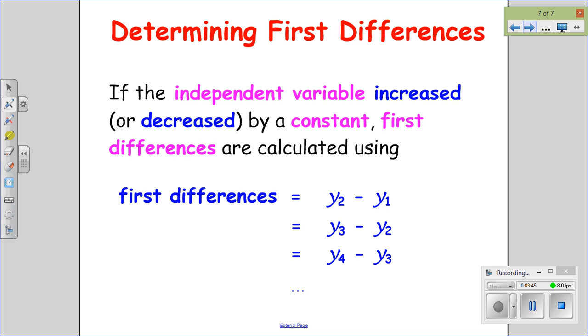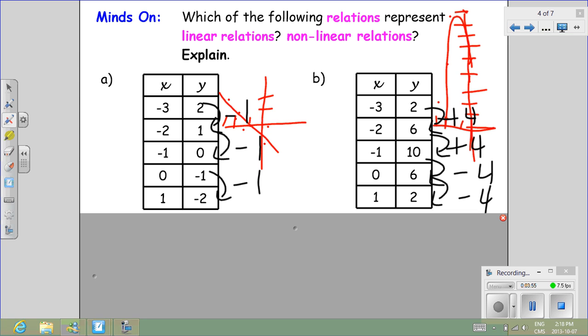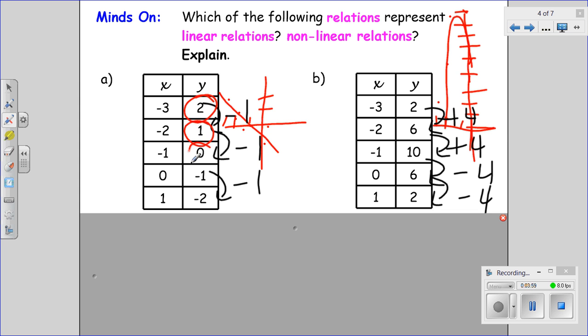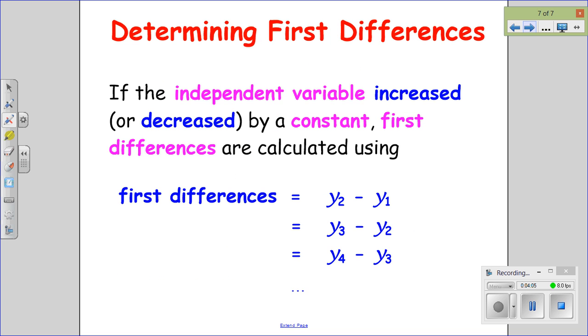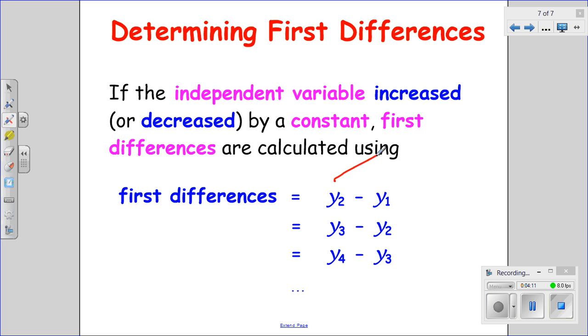So how do I determine them? I always do y2 minus y1, and I could do y3 minus y2, and if I go back here, this value here would be y1, y2, y3, y4, y5. So you would be subtracting those values to try and find a constant. Assuming, of course, that your relation is linear. If it's not linear, you won't find a constant.